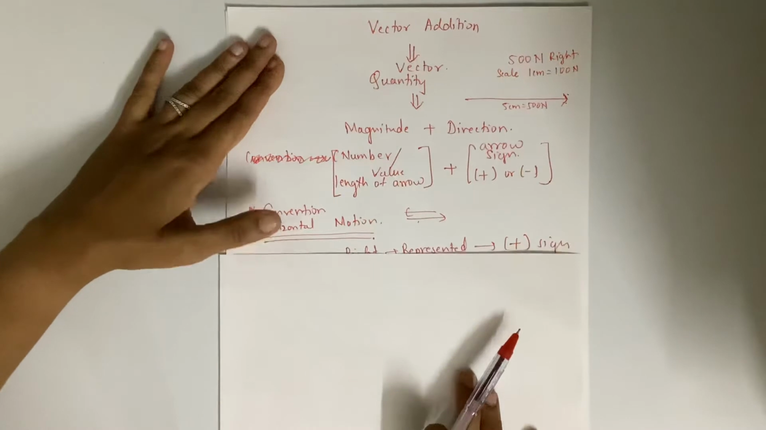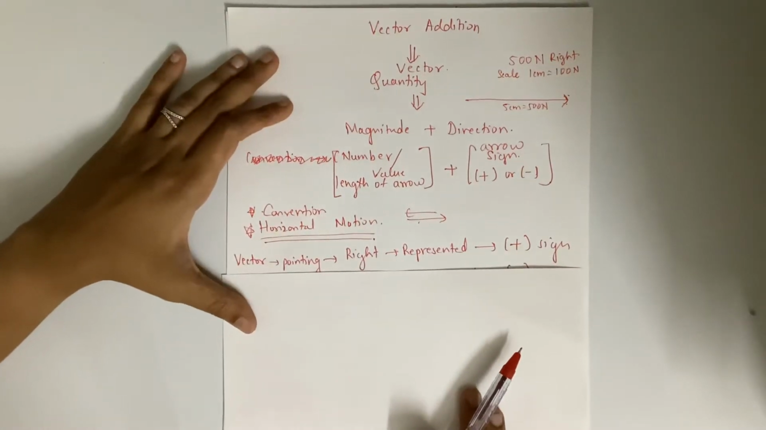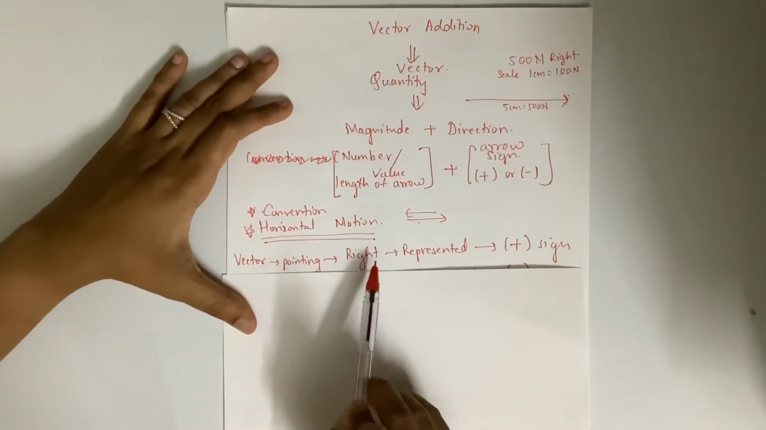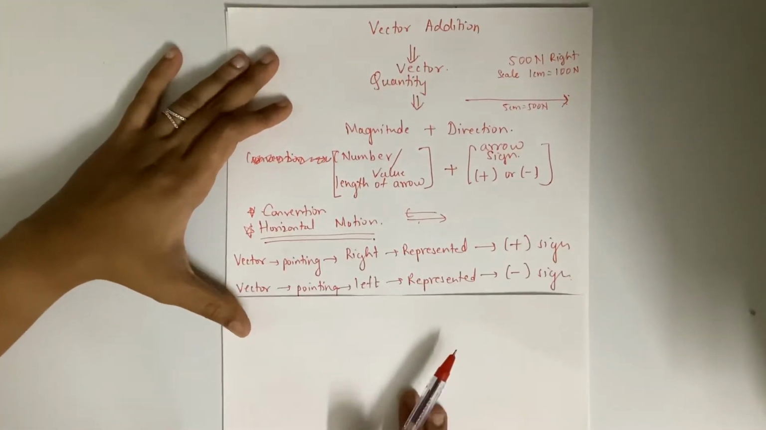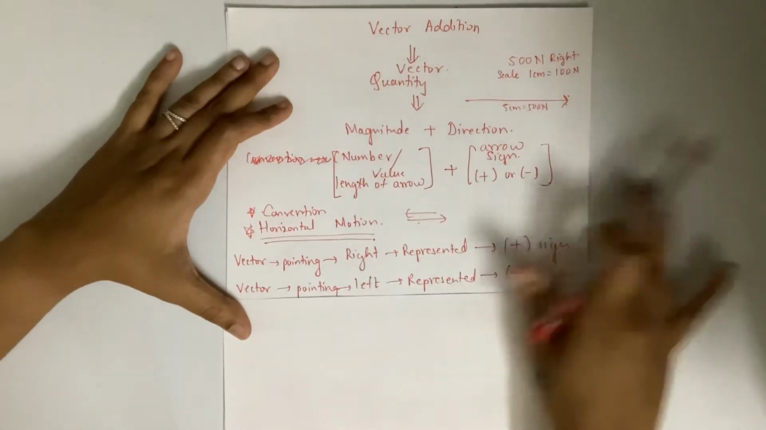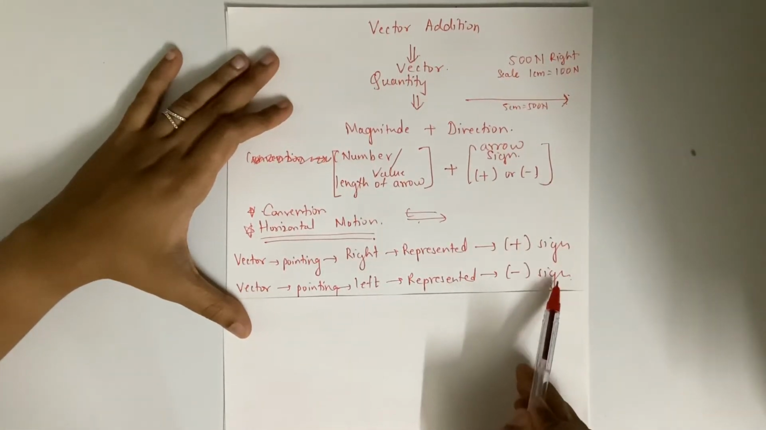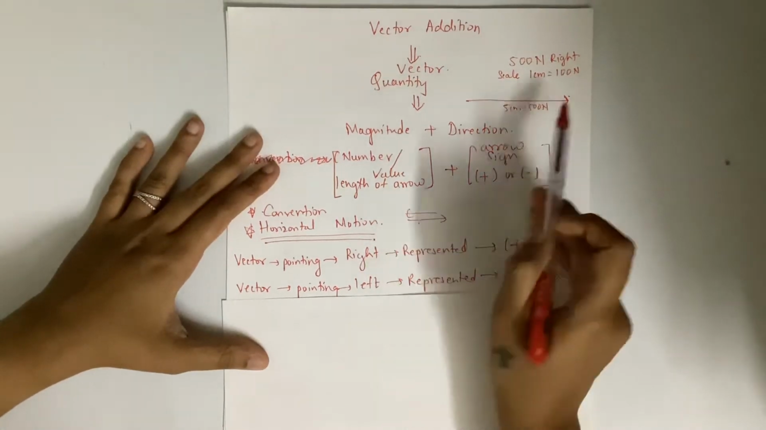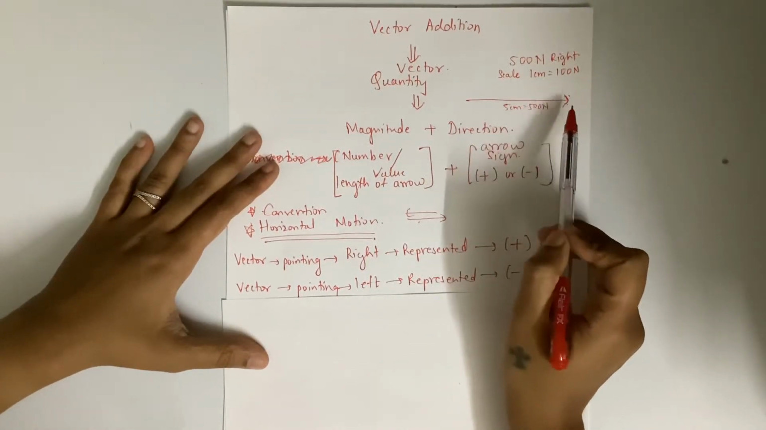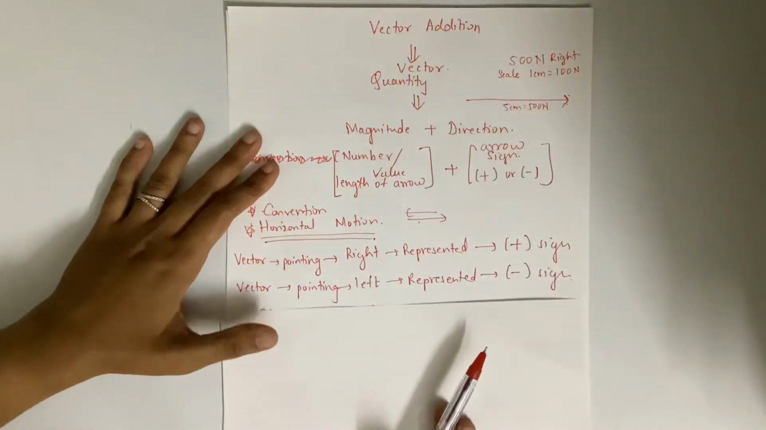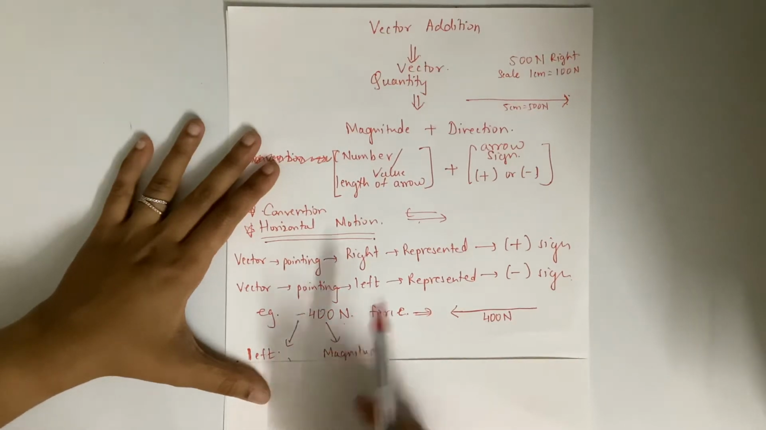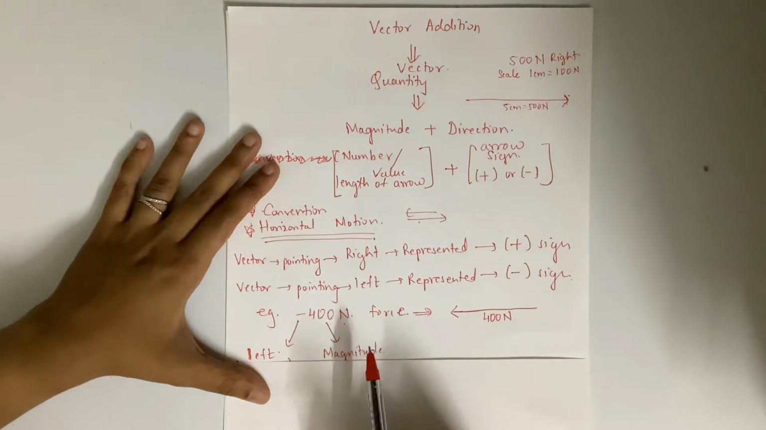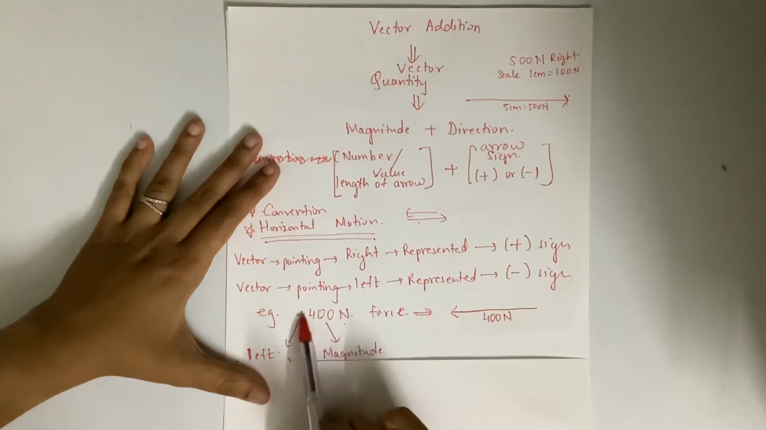Which convention is used for left and right? Let us understand. When the vector is pointing towards the right side, it is always represented by a plus sign, and when a vector is pointing towards the left side, it is represented by a negative sign. So you don't need to show an arrow. For example, if the force value is given as minus 400 Newton, the actual force we cannot apply is minus 400 Newton. It does not have a negative value.